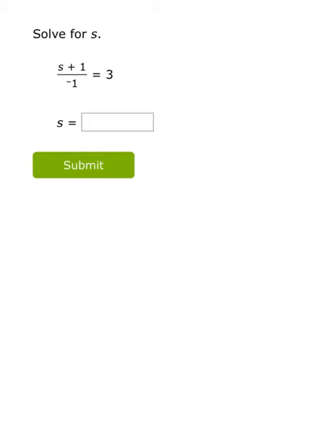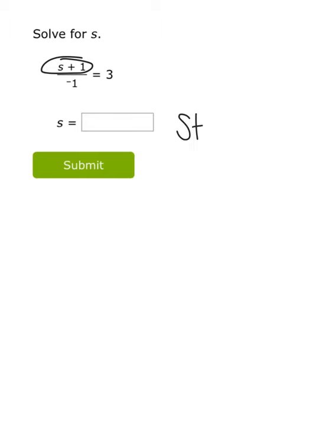So let's start with this first example. Solve for S. I want to get S by itself. And in order to do that, since it's in the numerator, I need to get rid of this denominator. So we always do the inverse operation. And the inverse of dividing by -1 would be to multiply by -1. So we're going to multiply each side by -1.